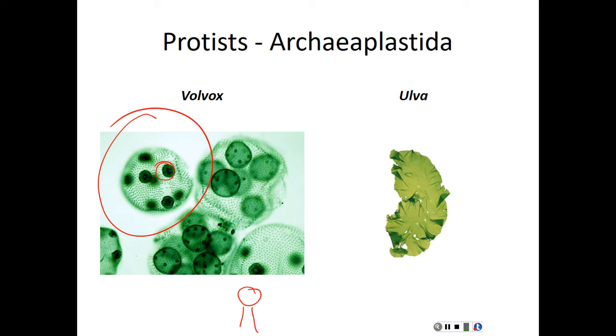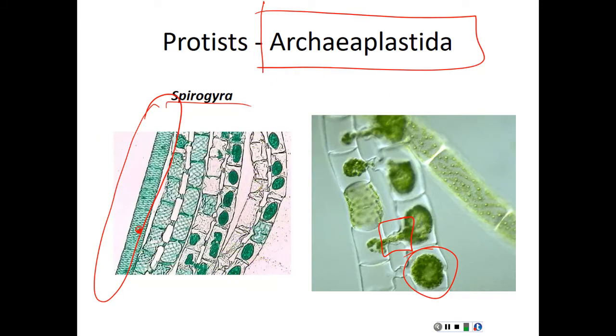So that is an example of what we might call a colonial green algae. This would also be considered a microalgae, as would Spirogyra. This would also be considered a microalgae because of its very small size. And we would also say this is a filamentous algae.